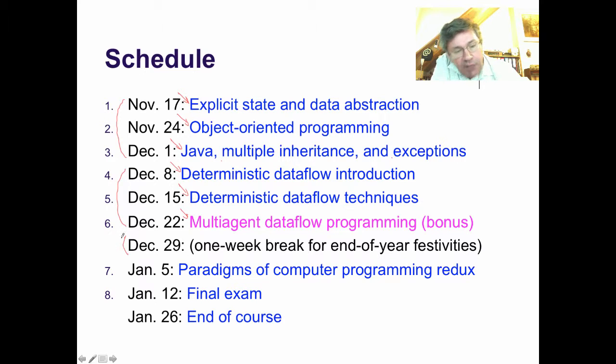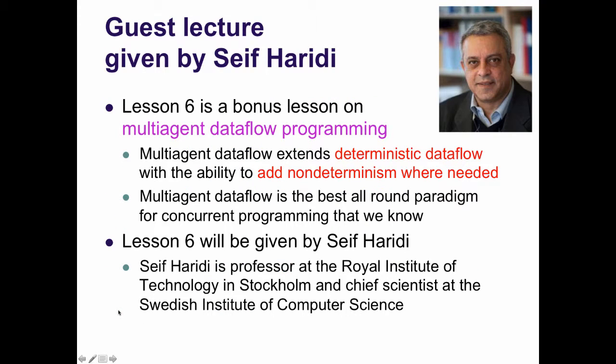And then there's a 1-week break for end-of-year festivities, 1 week that will not be counted at any of the deadlines. And the next lesson, number 7, starts on January 5. Here we take a step back and look at all the different paradigms and how it fits together. And also we will look forward, how you can continue on from here. And January 12 is the final exam, and January 26 is the end of the course.